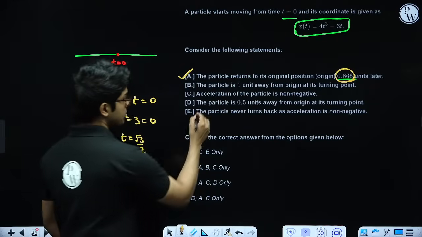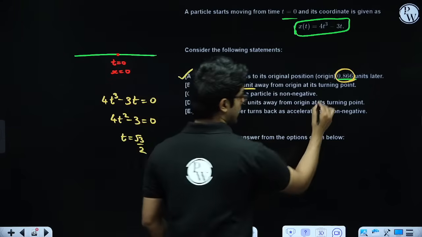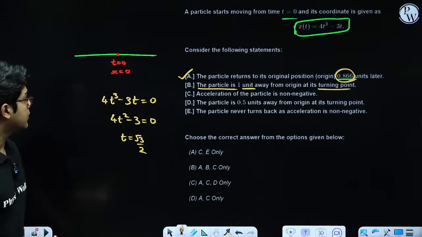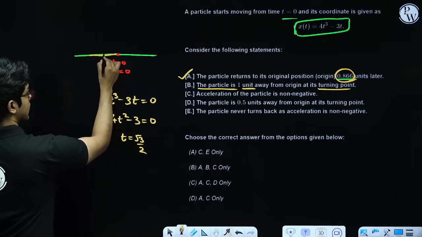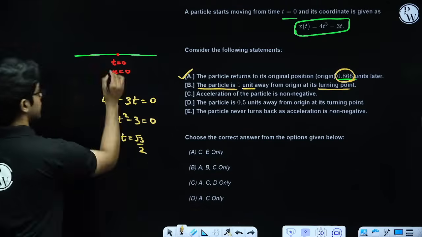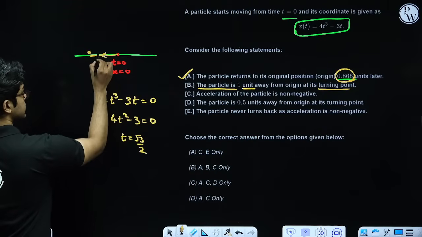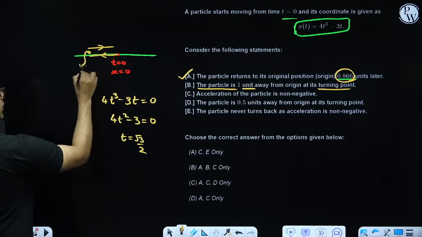Now, the second option is the particle is 1 unit away from the origin at its turning point. Okay, so what does turning point mean? Turning point is where the particle will start moving either towards the left or right. So let's say it starts moving towards the left, and at some point it comes to rest, and then it starts moving to the right. This point is what we call the turning point.